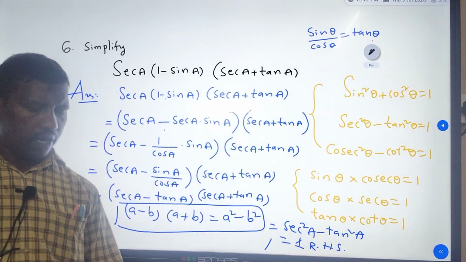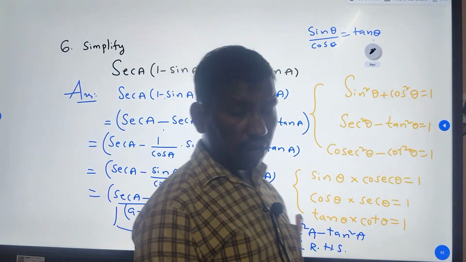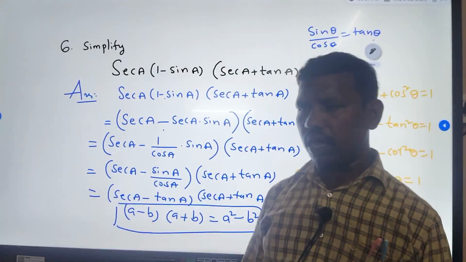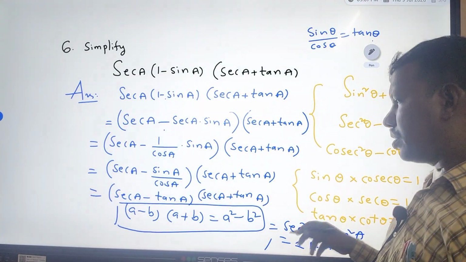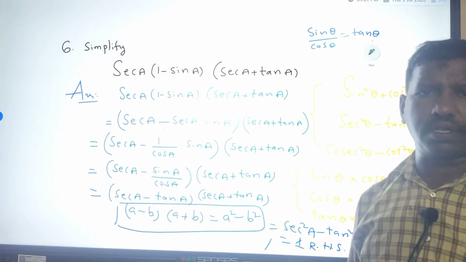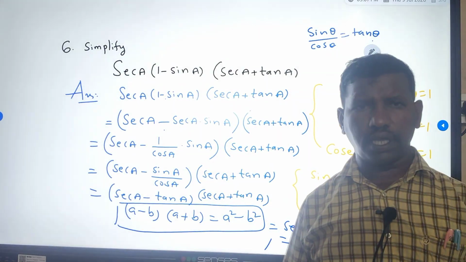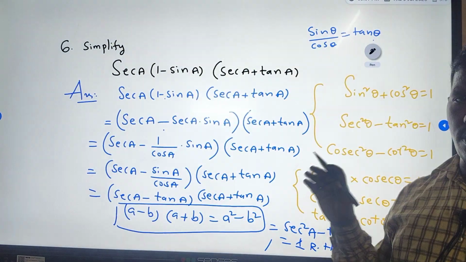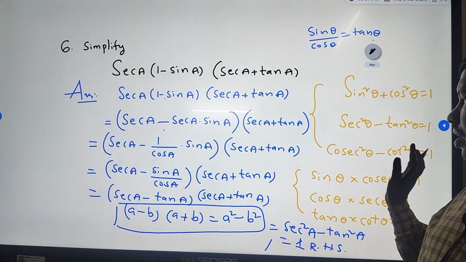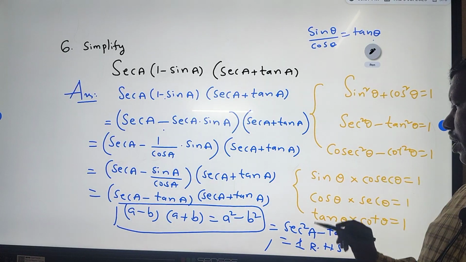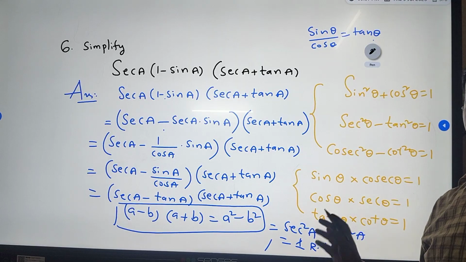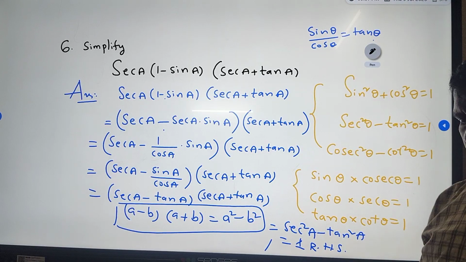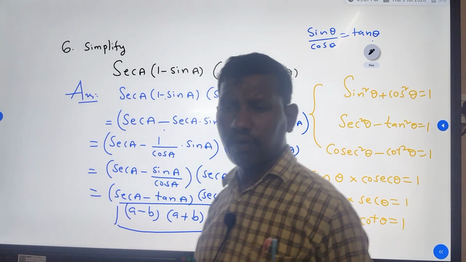All trigonometric identities, when we have to solve, show that and prove that, you can learn first these three identities and reciprocals. Sin square theta plus cos square theta equal to 1, sec square theta minus tan square theta equal to 1, and cosec square theta minus cot square theta equal to 1. Next, sin theta into cosec theta equal to 1, cos theta into sec theta equal to 1, and tan theta into cot theta equal to 1.